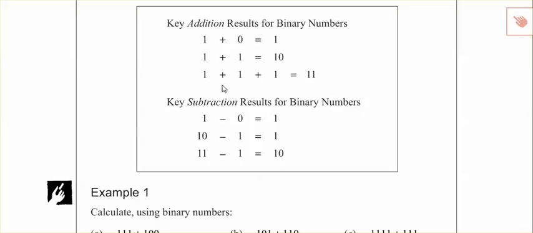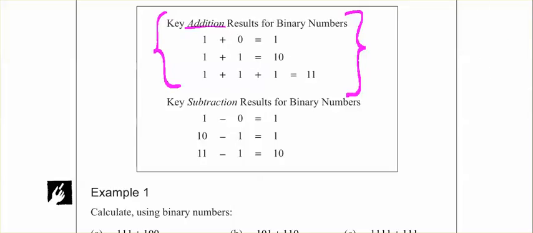Do you want to write those down? I know they're in your book, but let's write them down because they're key. So just write this bit for now. And this is what we're going to do tomorrow. So we'll do just addition results for now. So we do addition results for binary. 1 plus 0 is 1. 1 plus 1 is 1, 0, and so on.